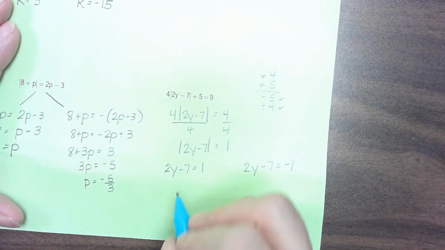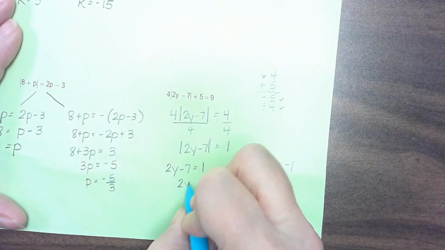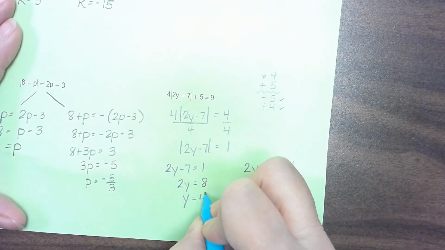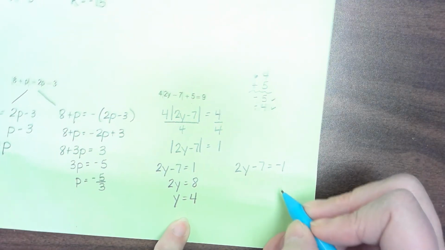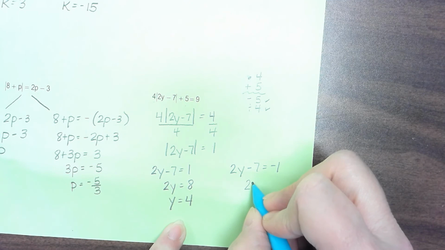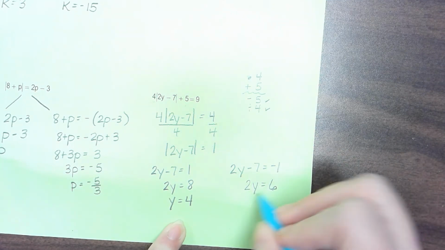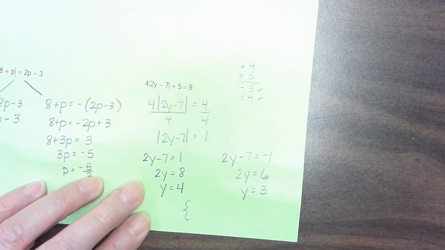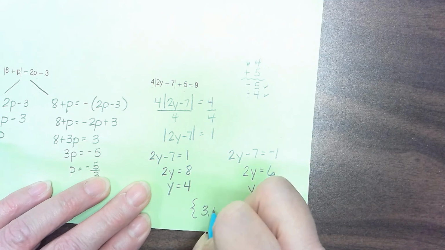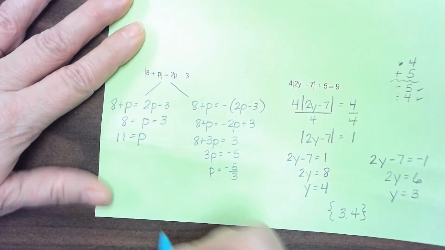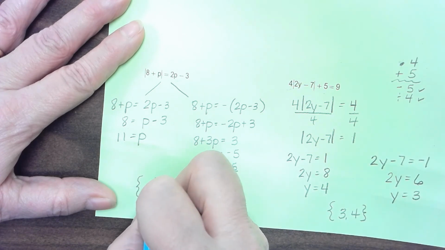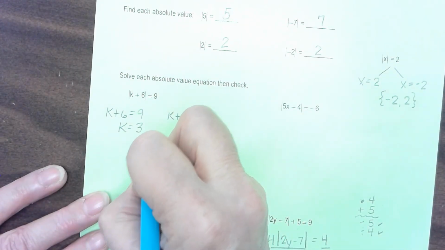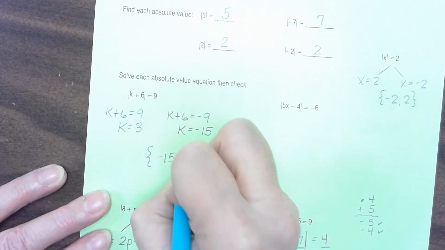So on the left side, we are going to add 7 to both sides. So we get 2y is equal to 8. Divide by 2, y is equal to 4. And then on the right side, we're going to add 7. So we get 2y is equal to 6. Divide by 2, and y is equal to 3. So let's go back and put these solution sets in here. So we have 3 and 4 for this one. We have negative 5/3 and 11 for this one. And then at this one, we have negative 15 and 3 for solution sets.